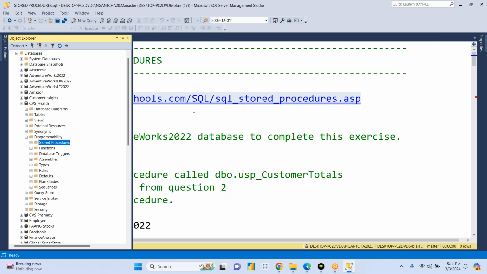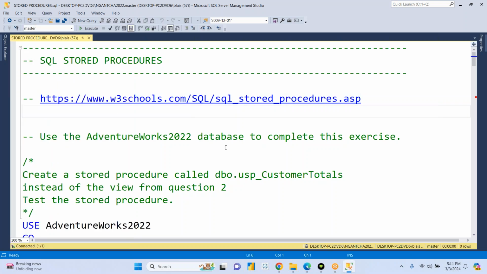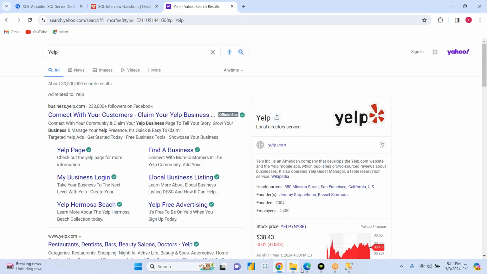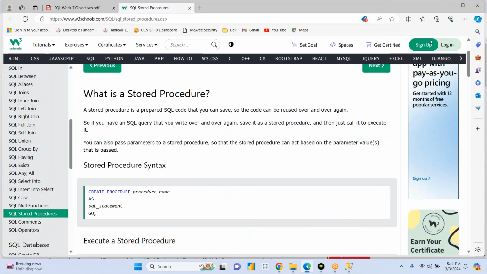All right, so the goal of today is to talk about stored procedures. Like we said, it is a SQL code that you prepared, you can save it and it does a particular task. So if you have a SQL query that you write over and over, you can save it as a stored procedure and then just call it to execute. Same thing we did for a view. You've taken your time, you've prepared a SQL query, you don't want to be doing it over and over. You can just save that query as a view. So the same knowledge applies to stored procedures.